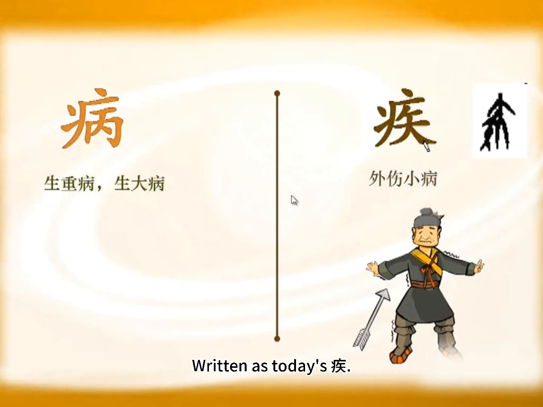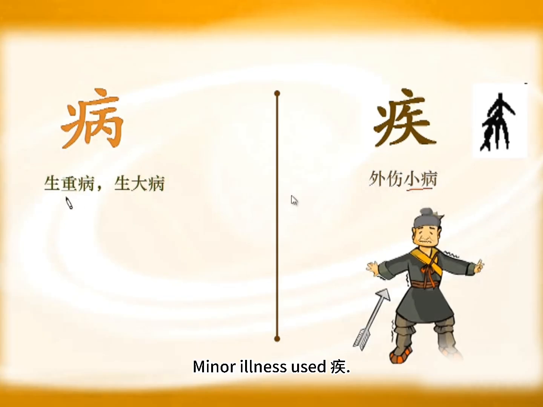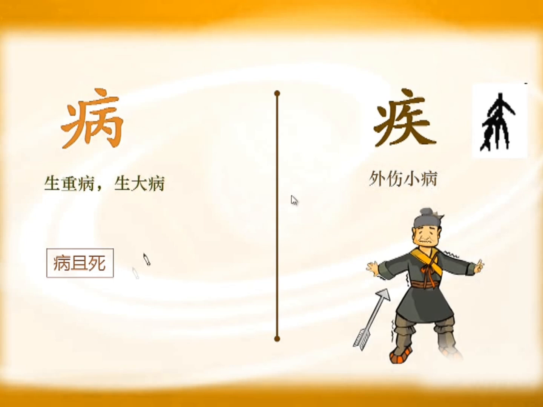Written as today's 疾. So 疾 and 病 had distinctions in ancient times. Minor illness used 疾. Serious illness used 病. We often see 病且死 in ancient texts, meaning so ill as to die. It cannot be changed to 疾且死, because 疾 is minor, not that serious.